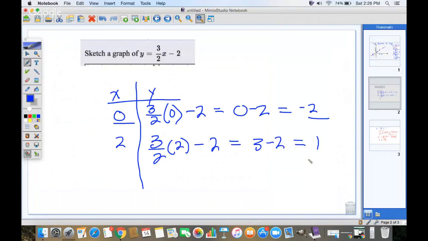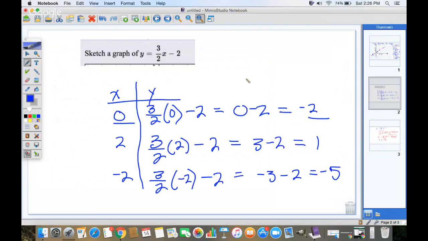Now I'm going to get one more point to make sure they line up. So let's plug in, I would either pick 4 or -2. Let's do -2, just for fun. So 3/2 times -2. The 2's cancel, but it's a positive times a negative. So I get -3 minus 2 is -5. All right, so those are the points I think that I have. So I just want to see if they line up.